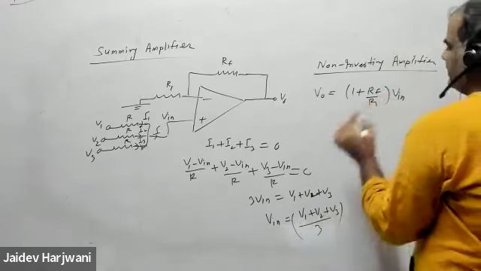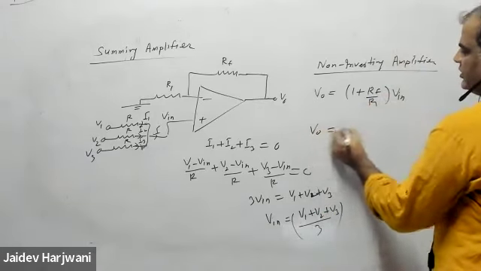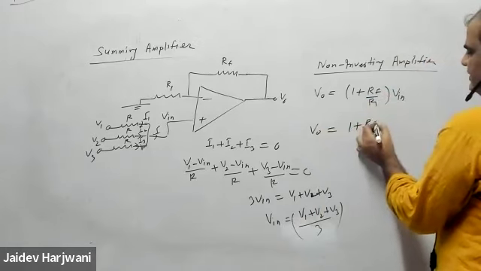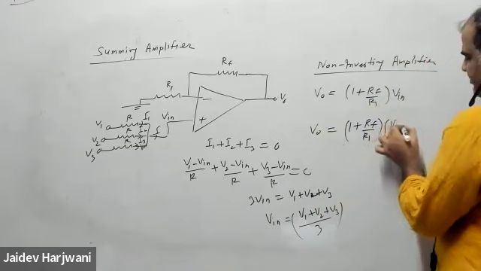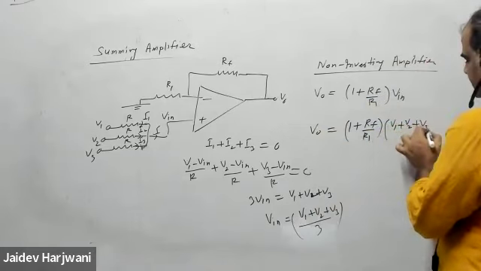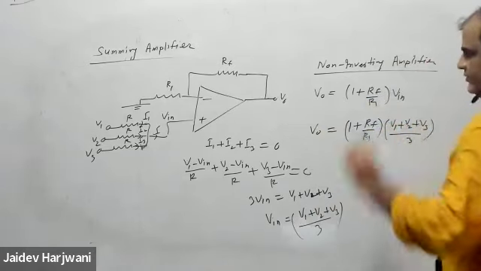Just put this value here. This will give you the V0. So V0 will be your 1 plus RF upon R1, into V1 plus V2 plus V3 upon 3.